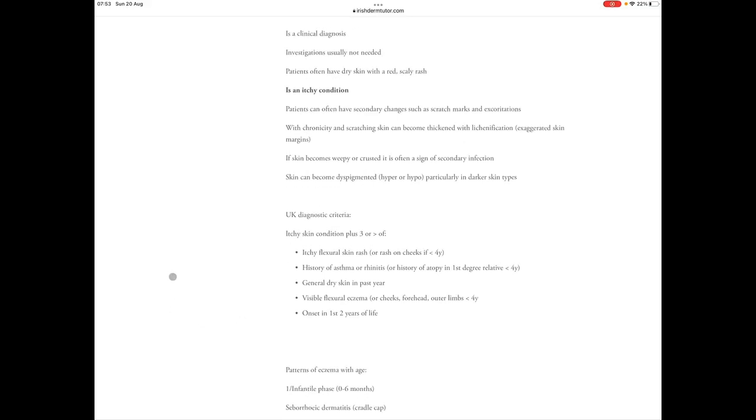And lichenification means exaggerated skin markings. I will show some images in a second. If the skin does become very weepy or crusted, it's often a sign of secondary skin infection. And then with time, the skin can become dyspigmented, so it can become hyperpigmented or hypopigmented, and this is often more pronounced in darker skin types.